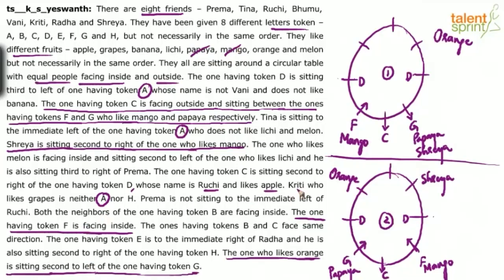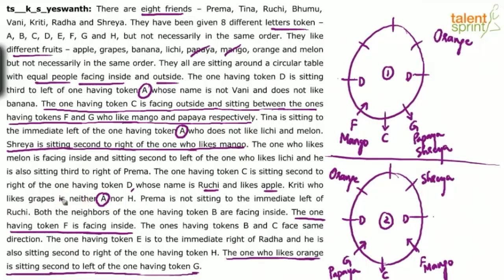Here he says Kriti, who likes grapes, is neither A nor H. See, Kriti, the person who likes grapes, is not A. So grapes is not A. I mean, Kriti who likes grapes is not A. So we can say that A does not like grapes. Are you able to follow? Kriti likes grapes and Kriti does not have A.